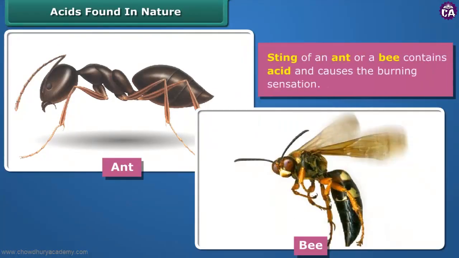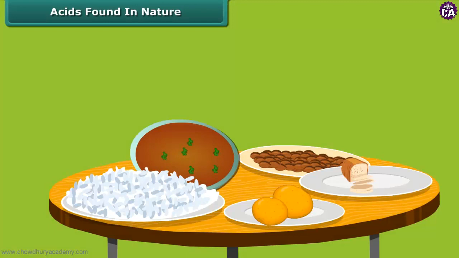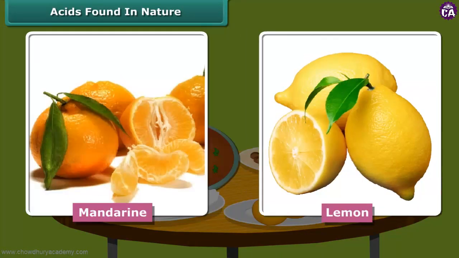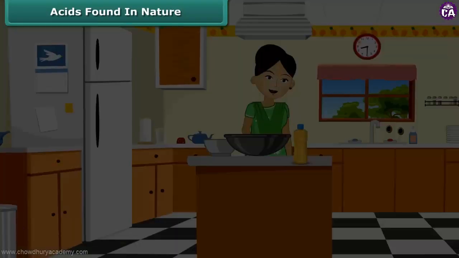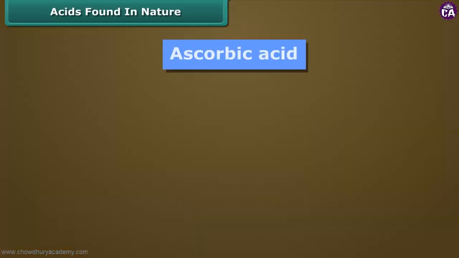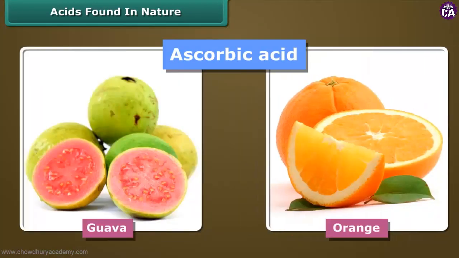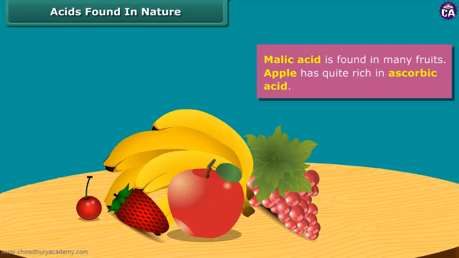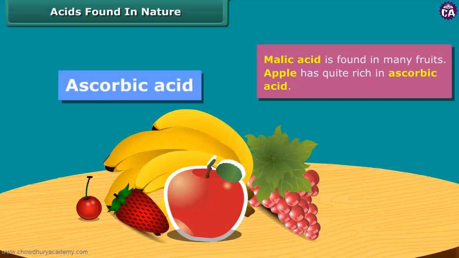Have you heard that the sting of an ant or a bee contains acid and causes a burning sensation? Different food items contain different acids. Citrus fruits like orange, grapes, mandarin, lemon, etc. contain citric acid. Vinegar found in our kitchen is dilute acetic acid. Ascorbic acid is found in guava, orange, raspberries, etc. Malic acid is found in many fruits. Apple is quite rich in ascorbic acid.